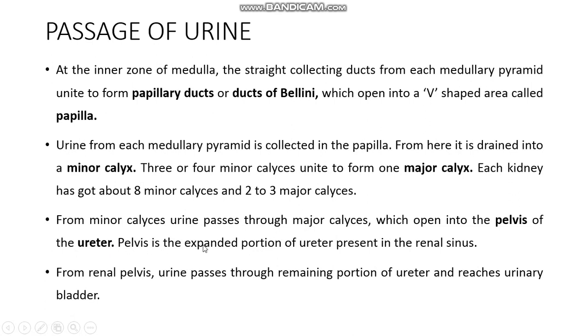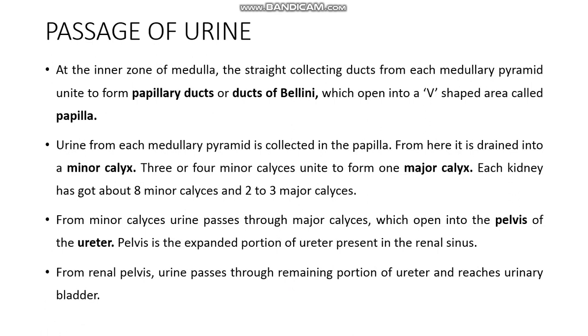From these minor calyces, urine passes through the major calyces, and that opens into the pelvis of the ureter. The pelvis is the expanded portion of the ureter present in the renal sinus. These are all things we have discussed in the anatomy of the structure of the kidney.